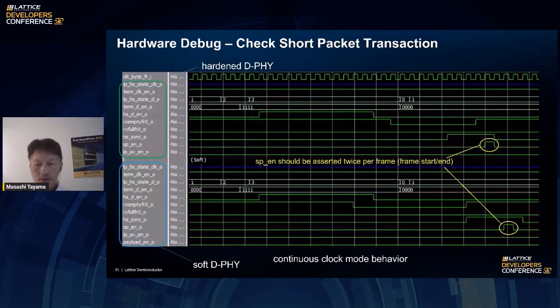This shows some internal signal behavior of RxD5 IP when it detects short packet, both for hardened RxD5 and soft RxD5. Before SPEN assertion, you can see LVHS state and term DEN value change, followed by HSDEN assertion.